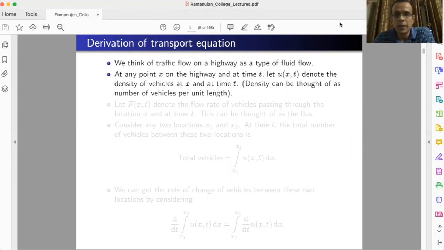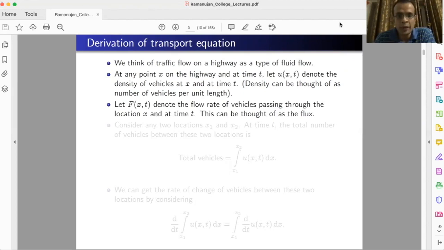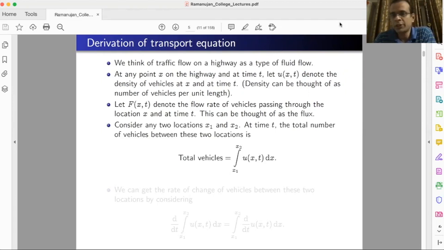Okay, so the density can be thought of as the number of vehicles per unit length. All right, now let f(x,t) denote the flow rate of vehicles passing through the location x and at time t. So this can be thought of as flux. Actually, this will come up later on in the other type of modeling that we consider as well. Now, consider any two locations, x1 and x2. And at time t, the total number of vehicles between these two locations is going to be given by a sum. And in the continuum, it's going to be an integral.